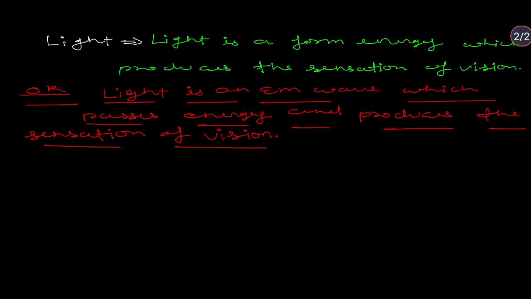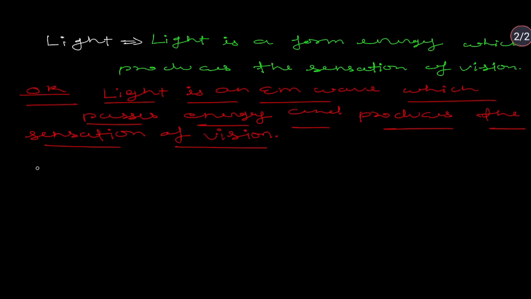After this we describe the characteristics of light. In the previous class we already learned about the characteristics of light. So here also we simply describe the characteristics of light.